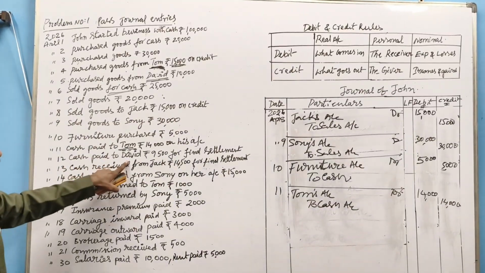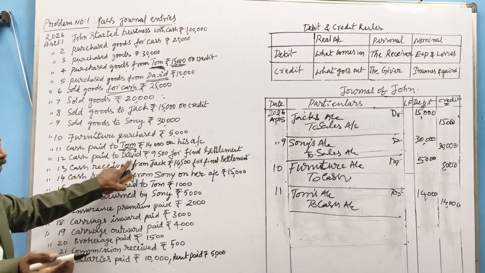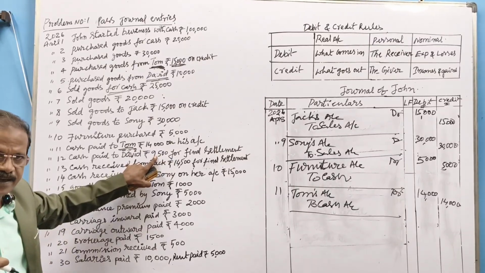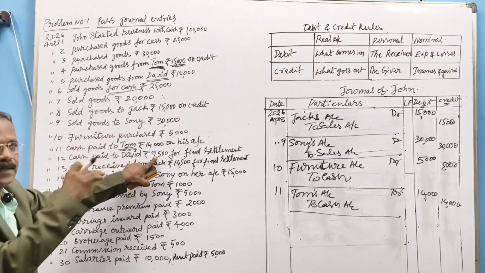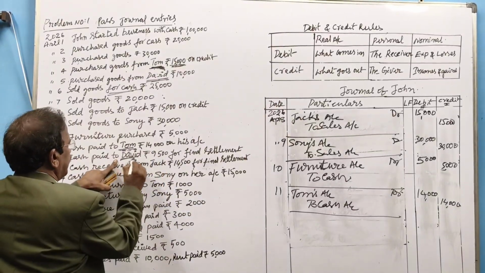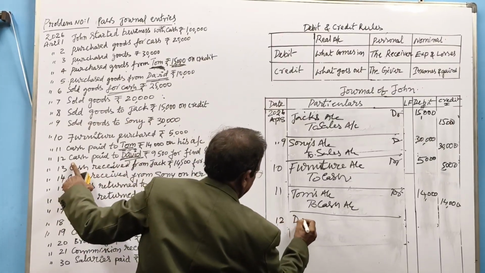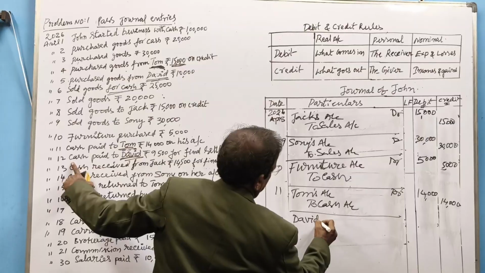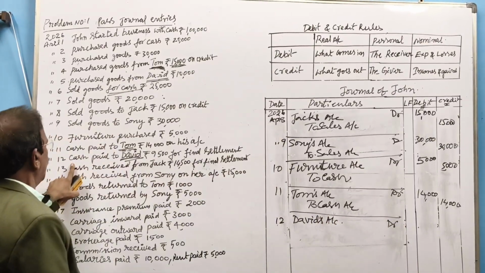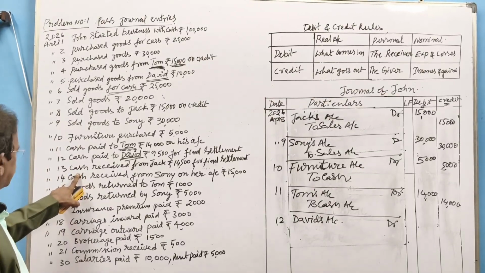Cash paid to David 9,500. Are we receiving anything? No. What comes in means nothing. Then who is the receiver? David is the receiver. Write his name. Put the date 12. David's account debit. Don't put the amount right now. We will write it later.